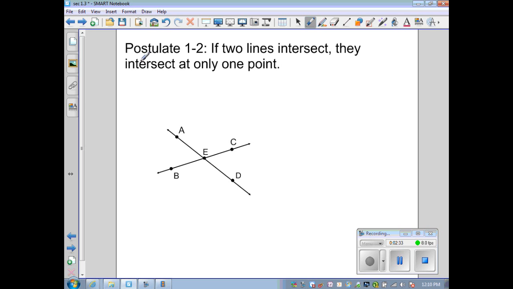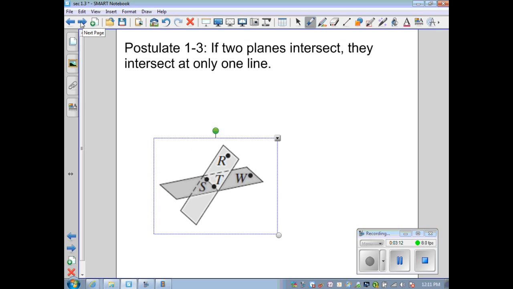Postulate 1.2 states that if 2 lines intersect, their intersection is at one and only one point. Here we're given 2 lines, line BC, line AD, and their point of intersection is point E. Therefore, E is collinear to both AD and BC. But point B and A are not collinear because they do not lie on the same line, nor do C and D. Our next postulate states that if 2 planes intersect, their intersection is at one and only one line.